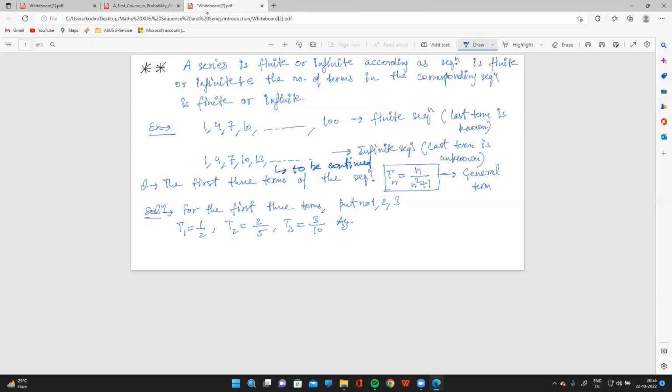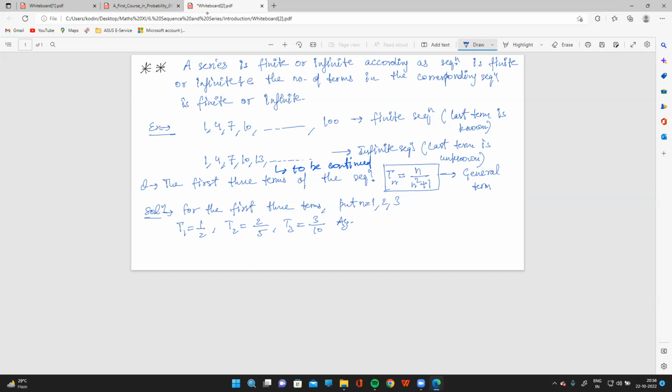So if you have written 1, 4, 7, 10, 13 and dot, dot, dot, it means that you don't know the last term. And this is an infinite sequence, right? So we have already also covered one basic example. So we want you to find out the first 3 terms of the sequence Tn. Now, how we are defining Tn is equal to n upon n square plus 1.